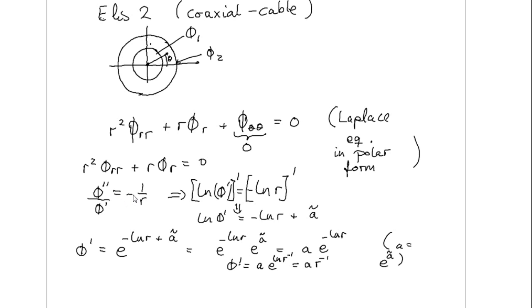Similarly, on the right-hand side, minus 1 over r is just the derivative of minus the logarithm of r. So what we have here is that the derivative of this expression is equal to the derivative of that expression, which means that this must be equal to that plus some constant, which we call a tilde.